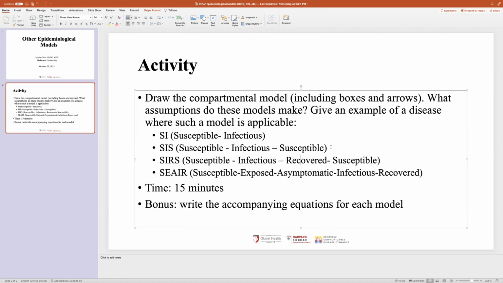However, for a disease like gonorrhea, if you get treated for gonorrhea today, you can immediately become susceptible to it, such that when you get exposed, you get infected with gonorrhea. Okay, thank you. I think that's all from me, Abel.